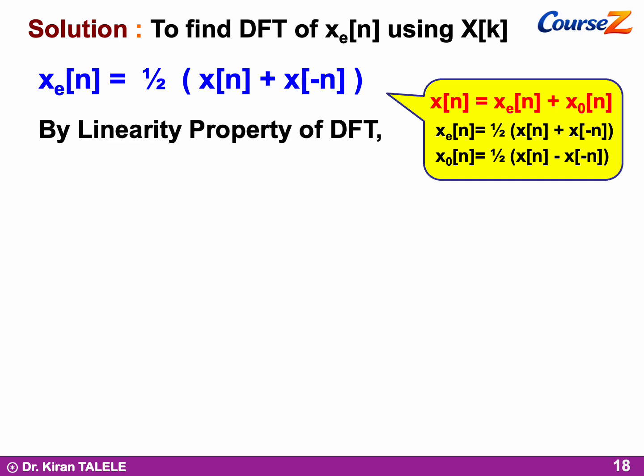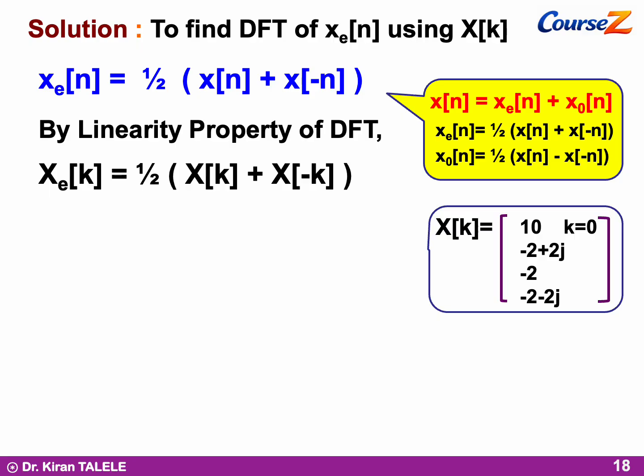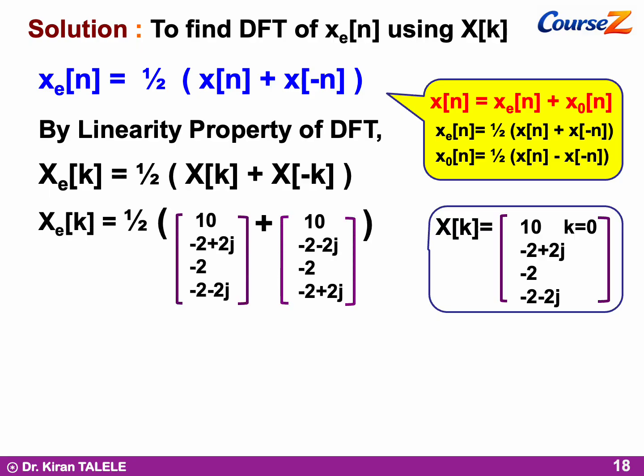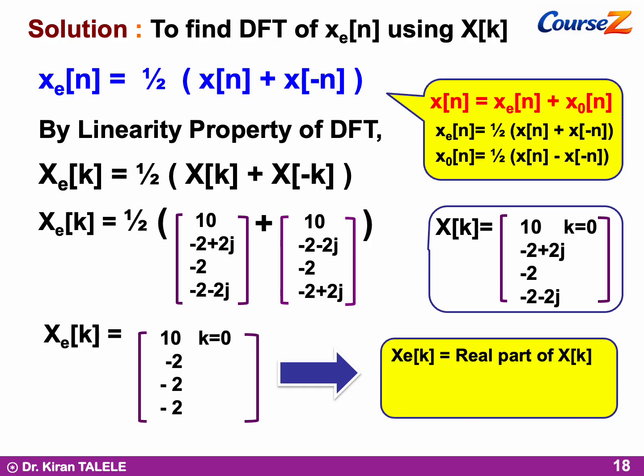By applying scaling, linearity and time reversal property, we get xe of k equal to half of x of k plus x of minus k. We know x of k. We already did this in part A of the question. We can substitute x of k, x of minus k, add them, divide by 2, and you will get this xe of k. And this xe of k is the real part of x of k. This is x of k. This real part is xe of k. But this is valid because the original sequence is a real valued sequence.